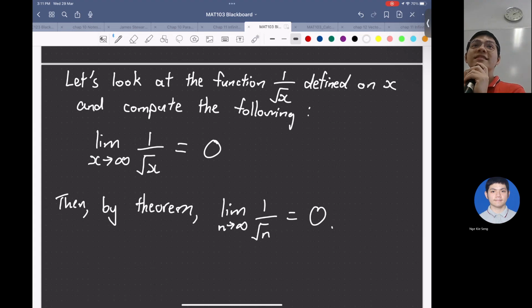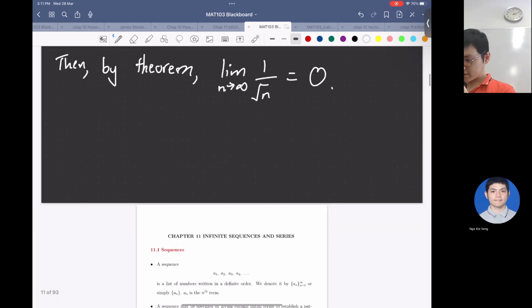So in this way, we show that the sequence has limit 0. Is it clear? This example is to show you how to use the theorem. You can resort to the method in calculus 1, using the limit of a real valued function. Okay, next.